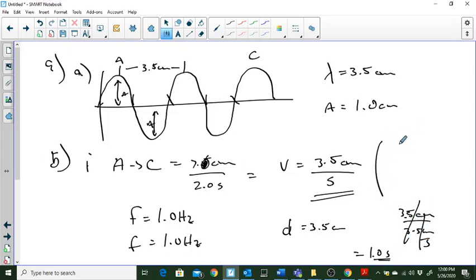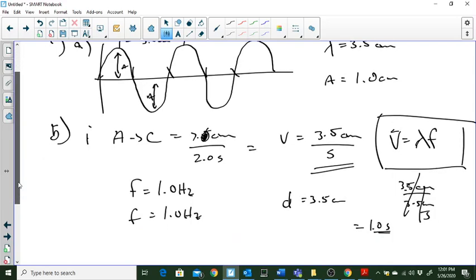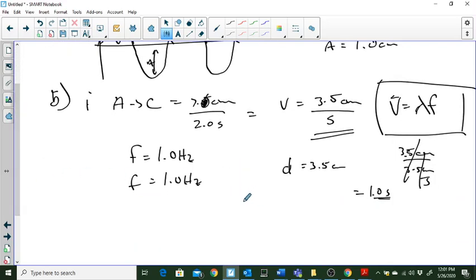Okay, I'm just going to point out here, there's what we call the universal wave equation. V is equal to lambda f. Velocity is equal to our wavelength times our frequency. And so if we use this, this is what we're getting onto next, maybe tomorrow. So our velocity is 3.5 centimeters per second. Our wavelength is equal to 3.5 centimeters. So we divide this through, and our frequency then becomes 1 cycle per second.